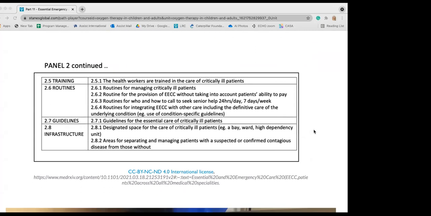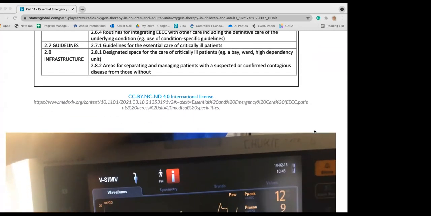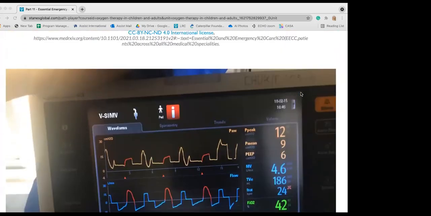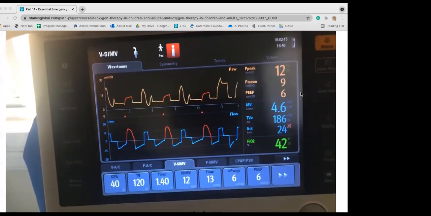Drugs, those are some of the examples. But that's just the basic. That's why we say the essentials. Each hospital should have that. But if you have the capacity, you should aim for more.